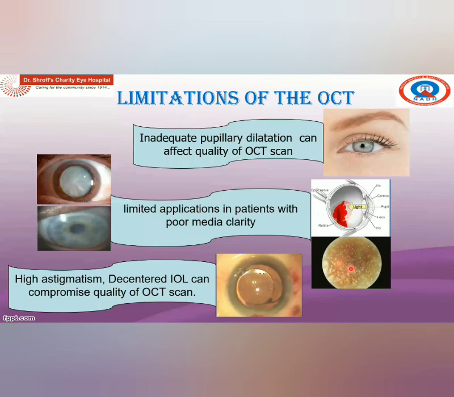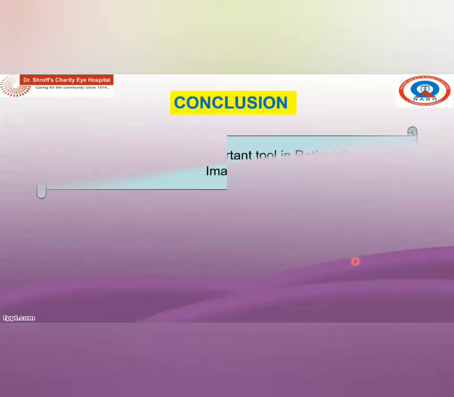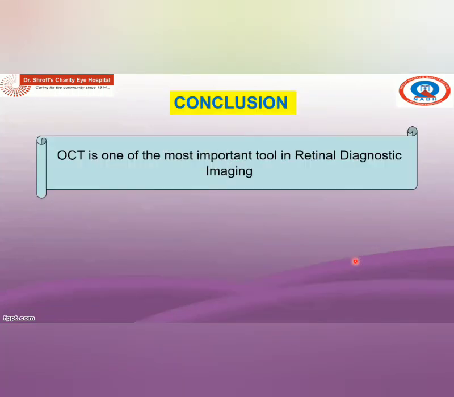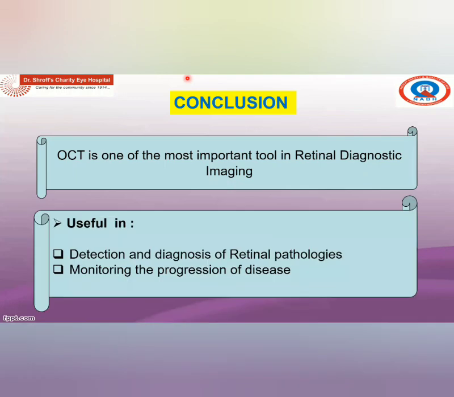So to conclude, I can say that OCT is a very important tool in retinal diagnostic imaging. As you all have answered, there are several uses, even in glaucoma and the anterior segment, in which we can go for OCT and get the best diagnosis and confirm the diagnosis, which can be monitored in follow-up visits. It helps in diagnosis and confirmation of any retinal pathology, and it also helps in monitoring the progression of disease. So in the next visit, how much change in the retinal pathology has occurred can be monitored by an OCT.